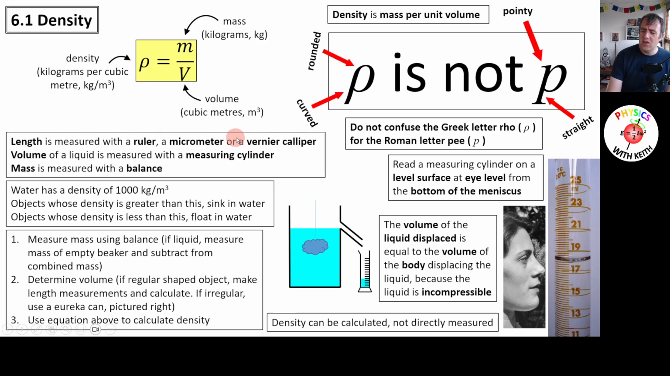What if I've got an object which is not a nice regular shape? So I can't just measure some lengths and calculate a volume. Well, in that case, we use something down here. It's called a Eureka can or a displacement can. It's got those two names.